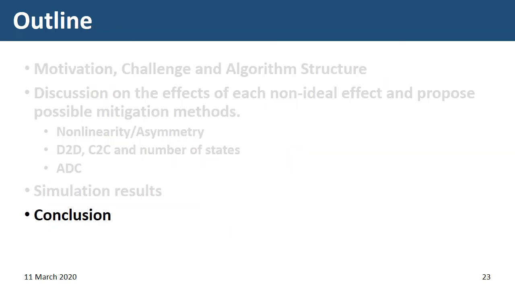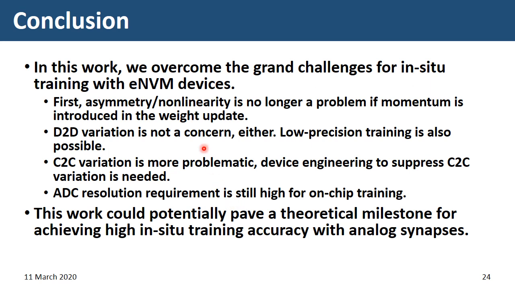Okay, so here is the conclusion of this work. In this work, we overcome the grand challenges for in situ training with emerging non-volatile memories. First, the asymmetry and nonlinearity is no longer a problem if the momentum is introduced in the weight updates. Device-to-device variation is not a concern either. That means low precision training is also possible. However, the cycle-to-cycle variation needs to be paid attention. This is more problematic. Device engineering is needed to further suppress the cycle variation.